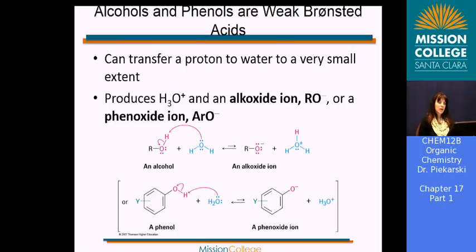On the other hand, we can also have them behave as weak acids or weak Bronsted acids, which means they can transfer a proton or be proton donors. So Bronsted acids are proton donors. And in the presence of water, we can transfer a proton to water in small amounts, right? It's a weak acid. And when it does that, it produces hydronium ions in solution, as well as an alkoxide anion or a phenoxide anion, depending if you're doing aromatic or aliphatic, in solution as the conjugate base.